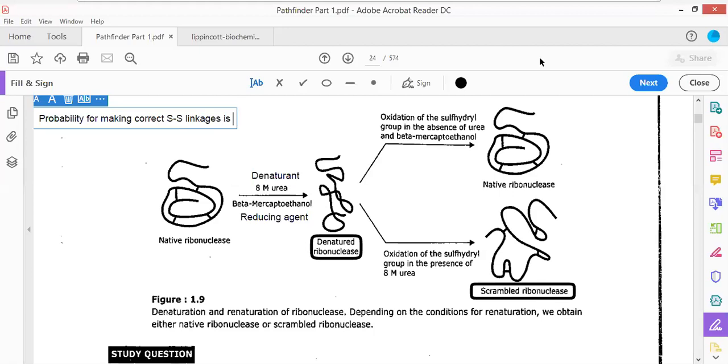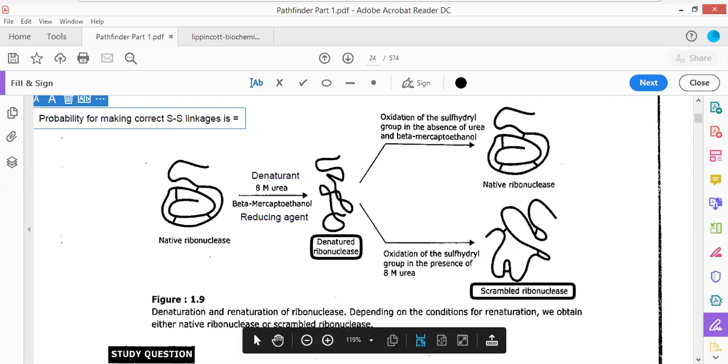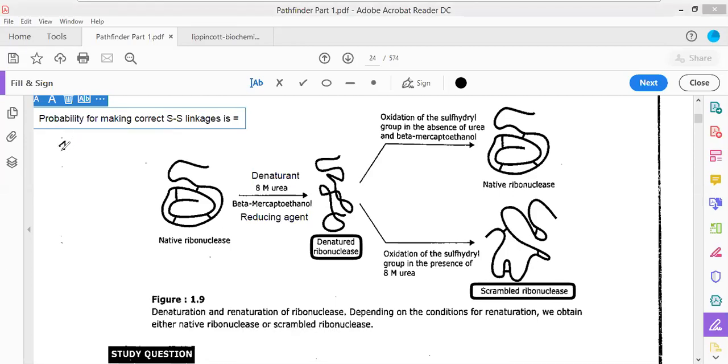is, now how are disulfide linkages going to be produced? There are 8 cysteine residues which are present. Now look here, this is very important. There are 8 cysteine residues. So I am writing all these 8 cysteine residues as 1, 2, 3, 4, 5, 6, 7, and 8.